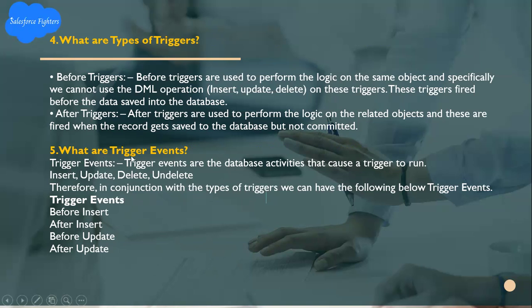Next question: what are the trigger events? Trigger events are the database activities that cause the trigger to run: insert, update, delete, and undelete. Therefore, in conjunction with the type of trigger, we can have the following trigger events: before insert, after insert, before update, after update.